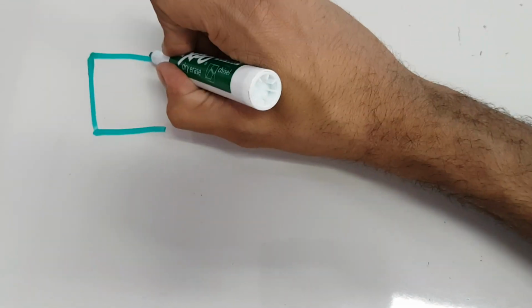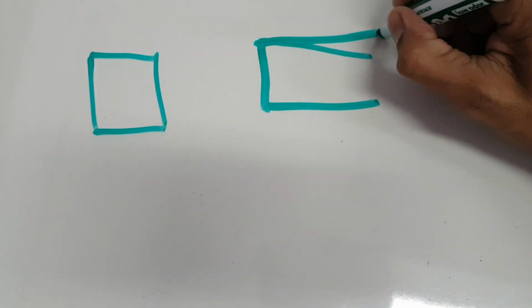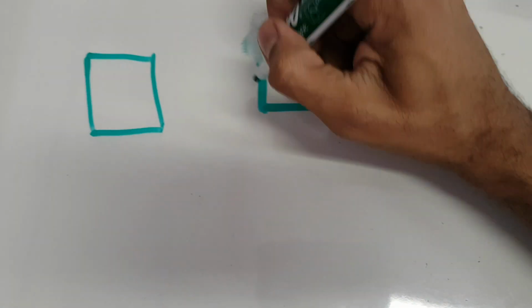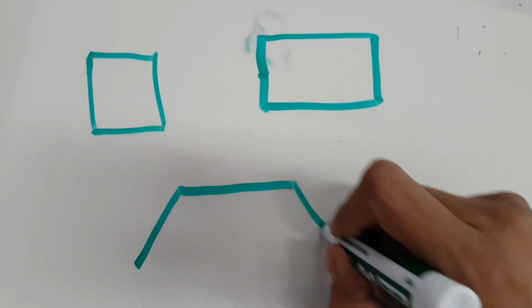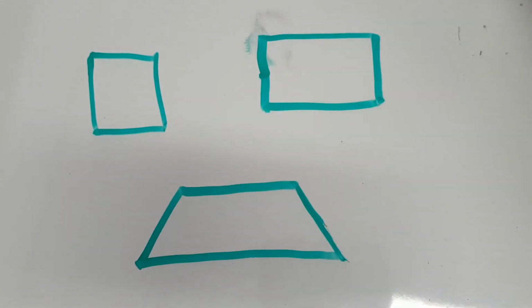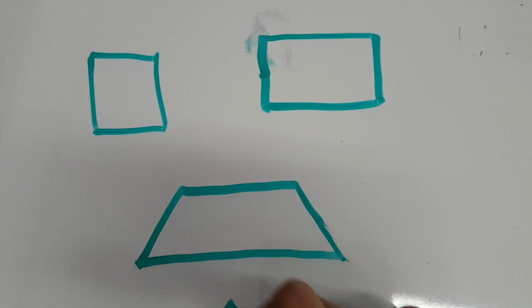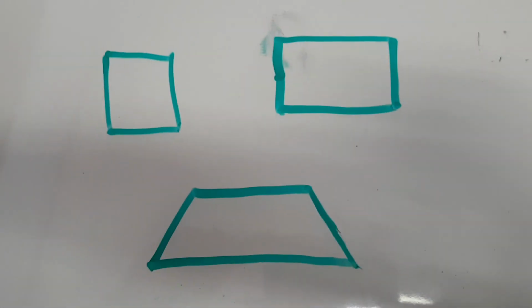Let's draw some polygons. So here let's draw a square, quick sketch. Here let's draw a rectangle. Whoops, that's not a very nice looking rectangle. Here let's draw a rectangle. Here let's draw another quadrilateral, the trapezoid. Okay. Here let's draw, let's say, a pentagon.